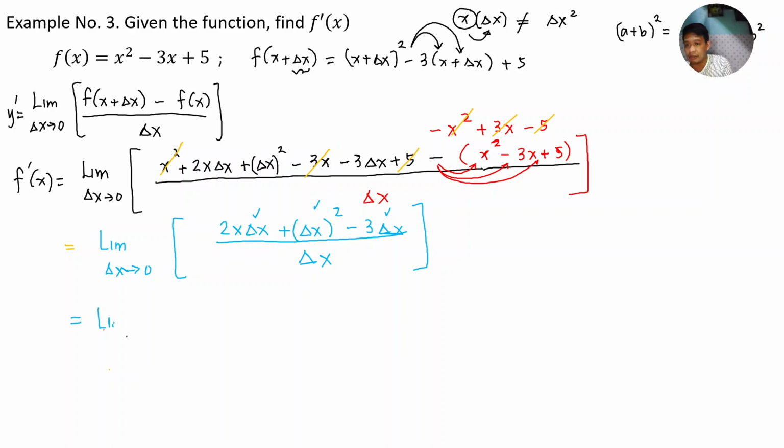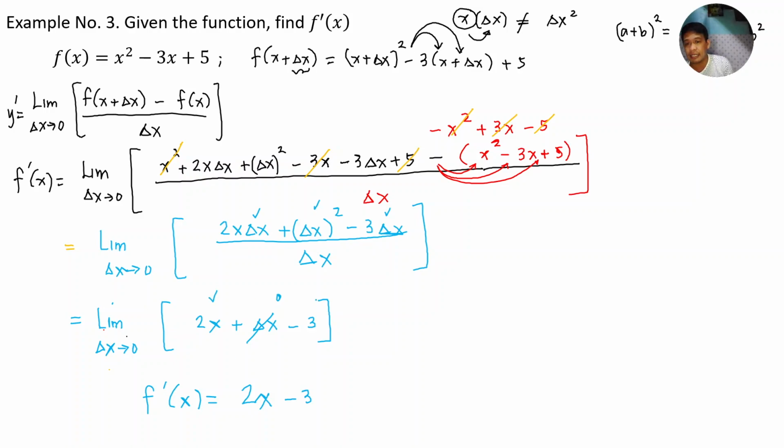So, this gives us limit as delta x approaches 0 of 2x, because delta x over delta x is 1, plus delta x, because delta x squared divided by delta x, may matitira pa tayong isang delta x, minus 3. Then using function value, since delta x approaches 0, this is equal to 0. So thus, our f prime of x is equal to 2x minus 3.